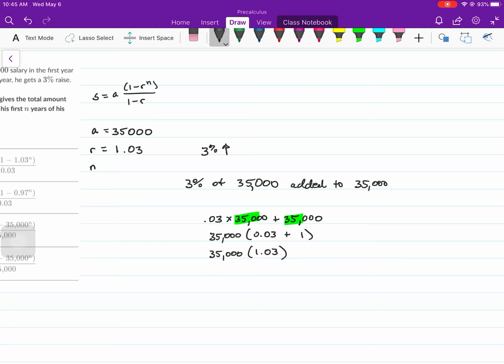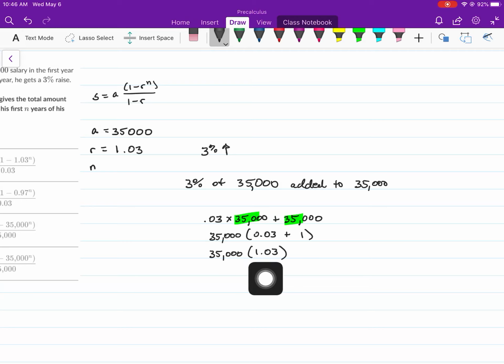So anytime you want to figure out 3% more than something, what you would do is multiply by 1.03. Or if it's 2% more, 1.02. Because the 1 is holding place for the whole 35,000, and then the 0.03 is adding the 3% to it. If you want to take 3% away, similarly, you would multiply by 0.97. That would be 97% of the original. But we want 3% more than the original. So yeah, 103% of the original.